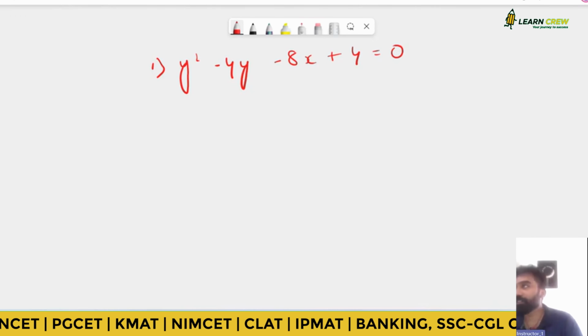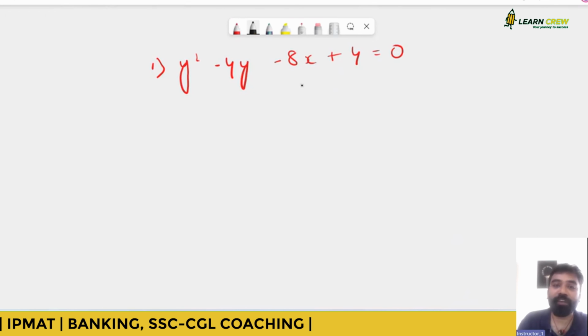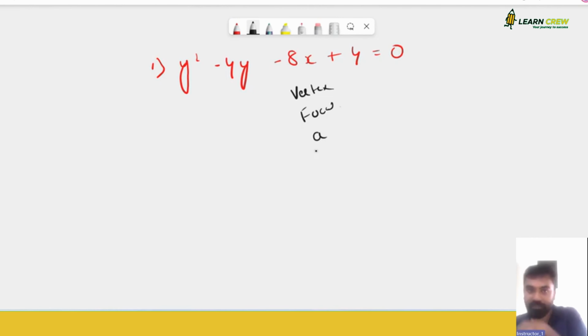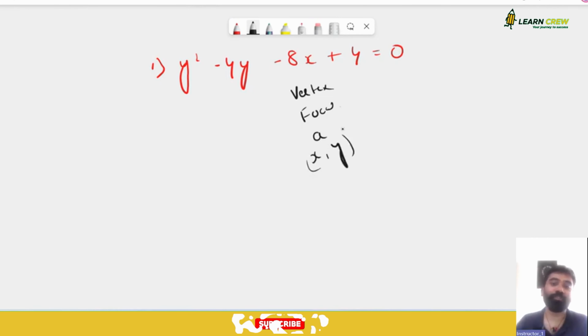Okay, this is the given equation. In this given equation, I'm asking you to find what is the vertex, what is the focal point, what is your a, what is your x, what is your y. I'm asking you to find literally everything. Okay. So now how do I start approaching this problem?